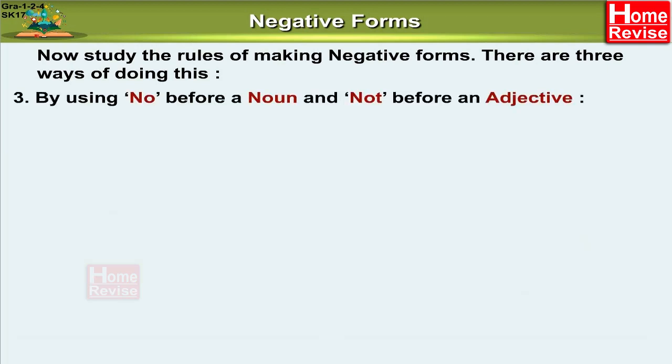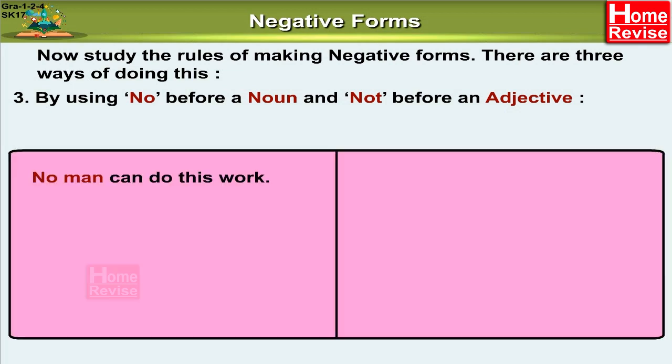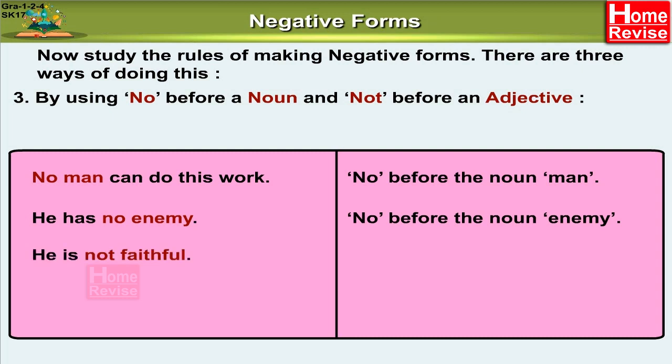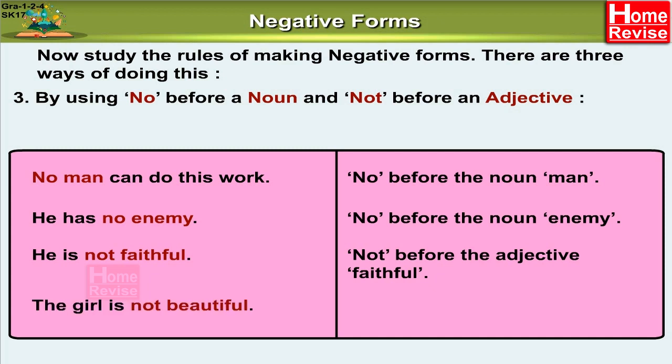3. By using no before a noun and not before an adjective. No man can do this work. No before the noun man. He has no enemy. No before the noun enemy. He is not faithful. Not before the adjective faithful. The girl is not beautiful. Not before the adjective beautiful.